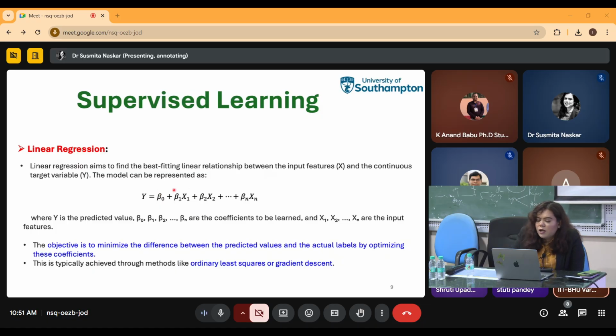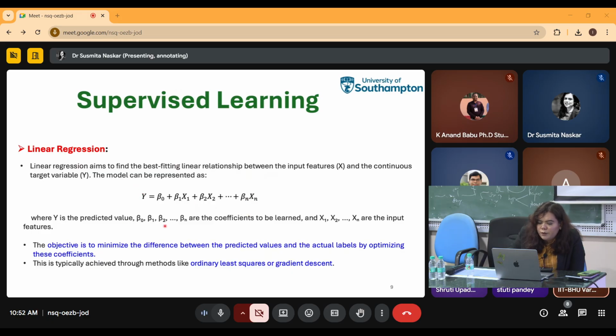And how do we achieve that? This optimization is usually done by ordinary least squares, if you have heard about it. In ordinary least squares, we try to minimize the sum of the squared errors, right? We can also do it in another way, which is called gradient descent. So there are several ways we can do that, but the aim is that we play around with this beta value, right? And this is your y, which is the expected output, and this is your x, which is your input feature.